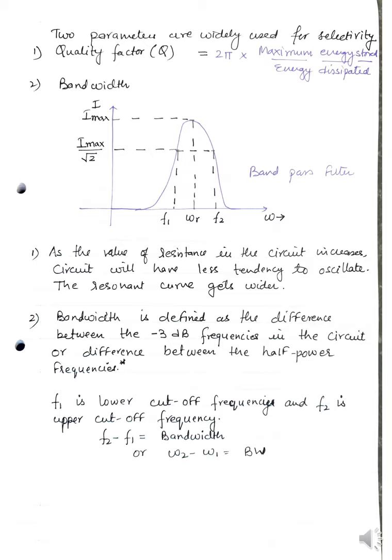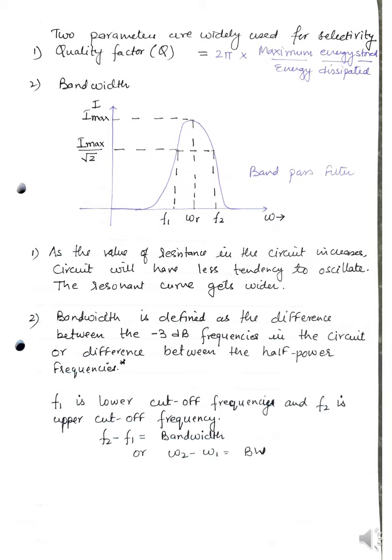As the value of resistance in the circuit increases, the circuit will have less tendency to oscillate. The resonant curve gets wider, as I told you in the previous curve. Bandwidth is defined as the difference between the minus 3 dB frequencies in the circuit or the difference between the half power frequencies. I told you that the gain is usually defined in terms of dB. So suppose this is my maximum gain. If I go on this side, the gain starts decreasing. If I go on this side, then the gain will start decreasing. So these 2 points, which are in line with each other, are the points where the gain of the circuit decreases by minus 3 dB.